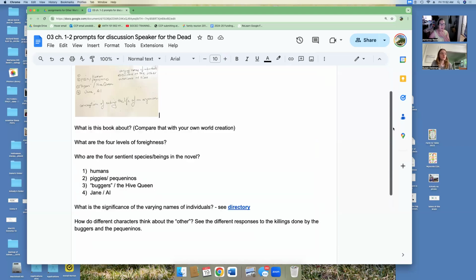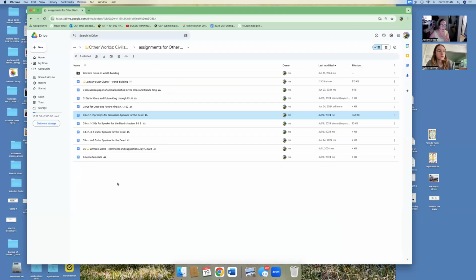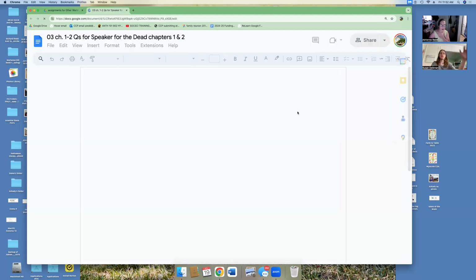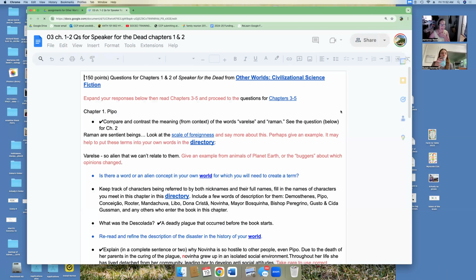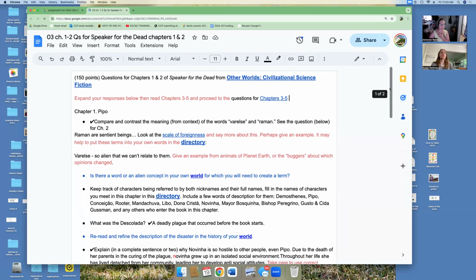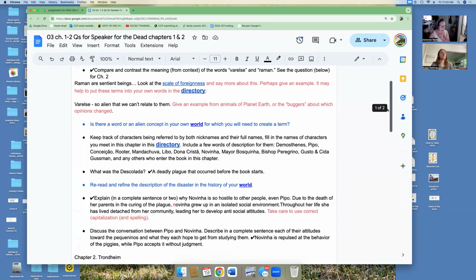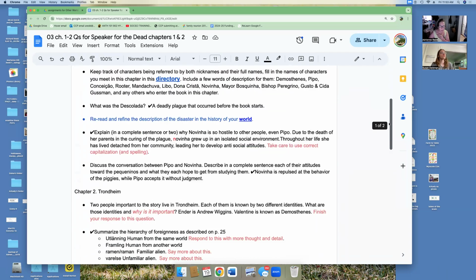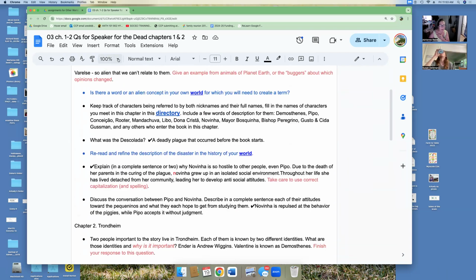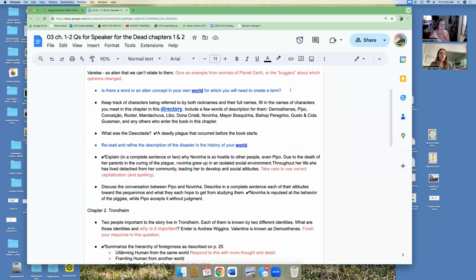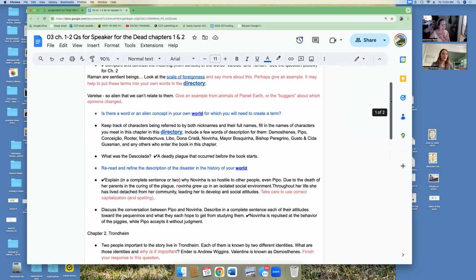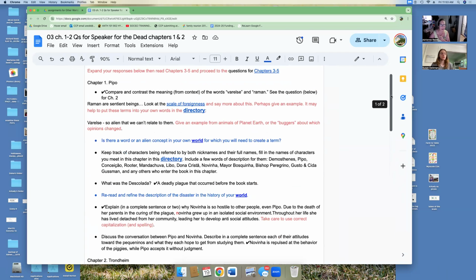So the prompts are things to think about as you read, and also as you do your own creation in your own world. So let's take a look at where there's room for expansion in the questions from chapters 1 and 2, and then I'll go through and make more comments. Every place you see my voice, I'll make this slightly smaller so it's easier to see. Every place you see my voice in that kind of rose color, it's something for you to pay attention to.